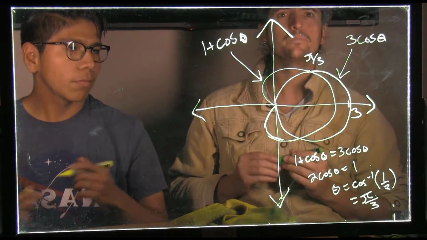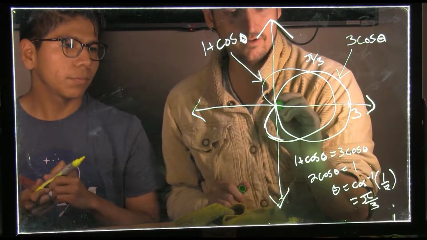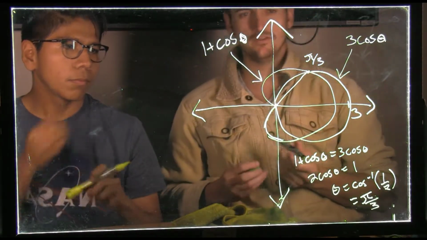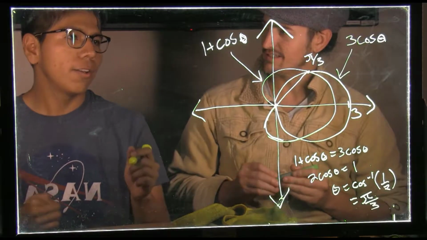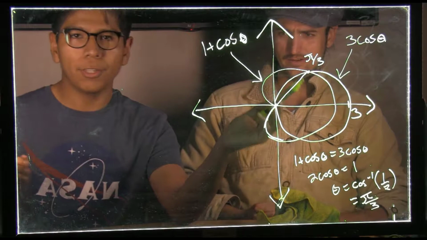Can you draw a line to the origin so that you kind of know which angle you're talking about? From here to here? Yeah. So that angle is pi over 3. Okay, thank you. Now that we have this angle that you found, that's actually where we're going to start our first integral off.